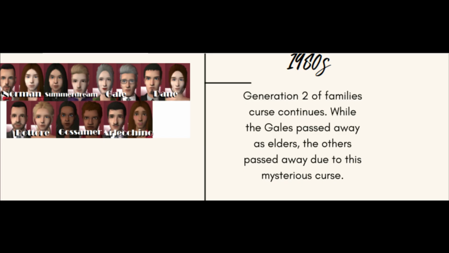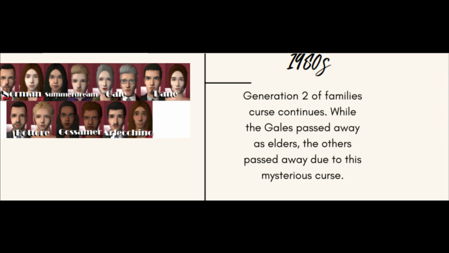So we are in the 1980s, and the Generation 2 curse of each of the family branches continue with the Normans, the Summer Dreams, the Gales, the Danes, the Toros, the Gossamers, and the Arlecchino families were all the people pictured here. Sorry, the Gales aren't included in this because they are elders and they came a bit later and they migrated to Veronaville. So technically, they are the first generation of the Gale branch. We all know what happens to their son, but we're not talking about that right now.